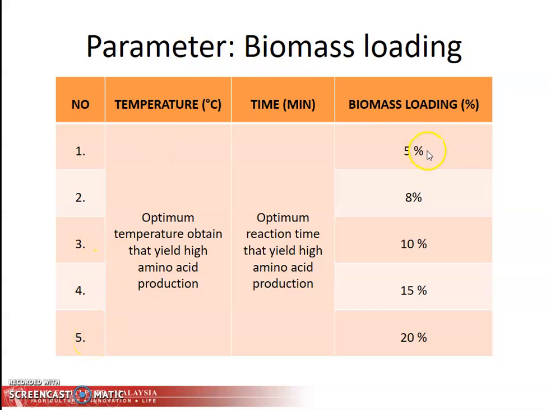The sets start from 5% biomass loading, 8% biomass loading, 10% biomass loading, 15% biomass loading, and finally 20% biomass loading. From this set of conventional experiments, we can obtain the optimum biomass loading required to produce the highest yield of amino acid from our microalgae.